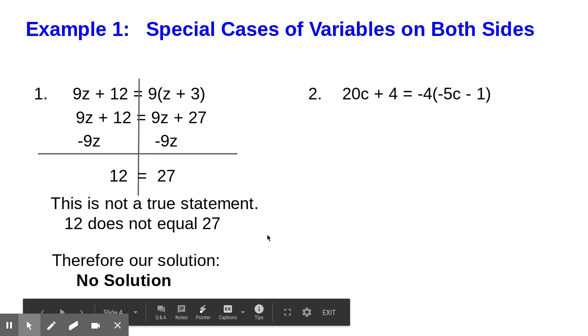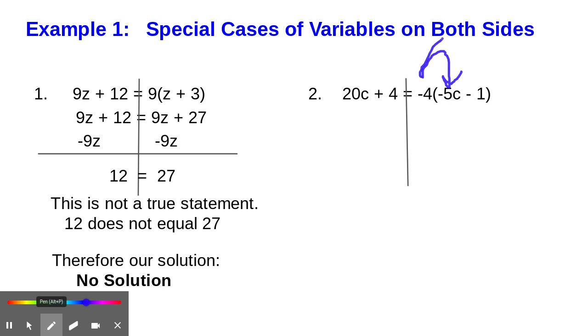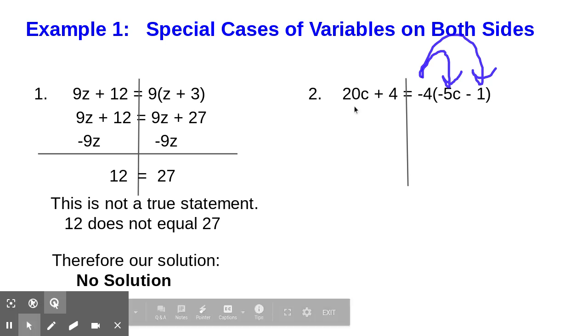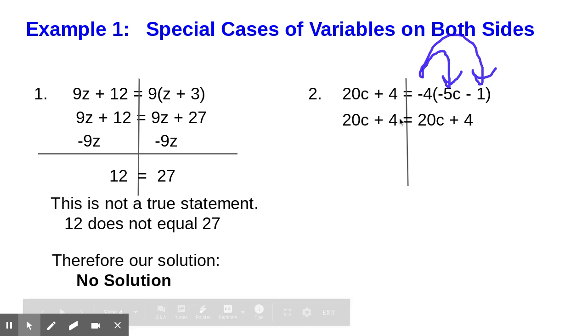So I have 20c plus 4 equals -4, parentheses, -5c minus 1. In this problem, the first step on any problem is to put your line going down through the equal sign. I see the parentheses, so that means I'm going to distribute. What number am I going to distribute? I'm going to distribute that -4 to the -5c and to the -1. And when I do that, my left side is 20c plus 4 and my right side is 20c plus 4.